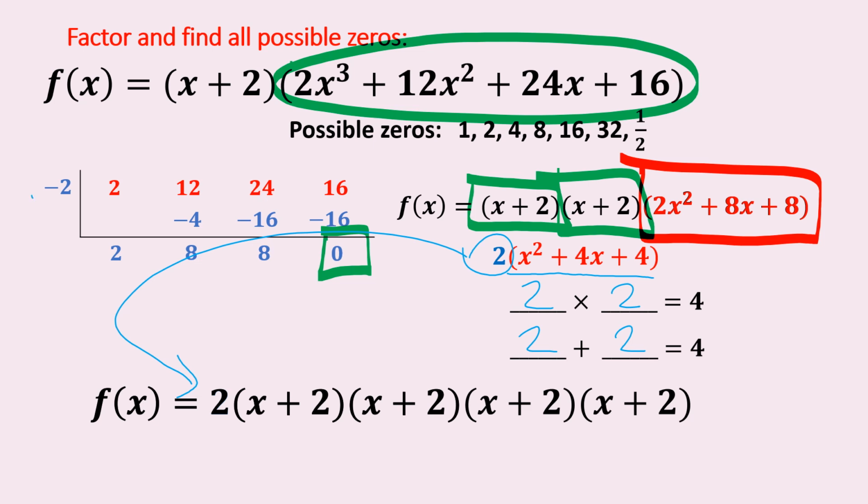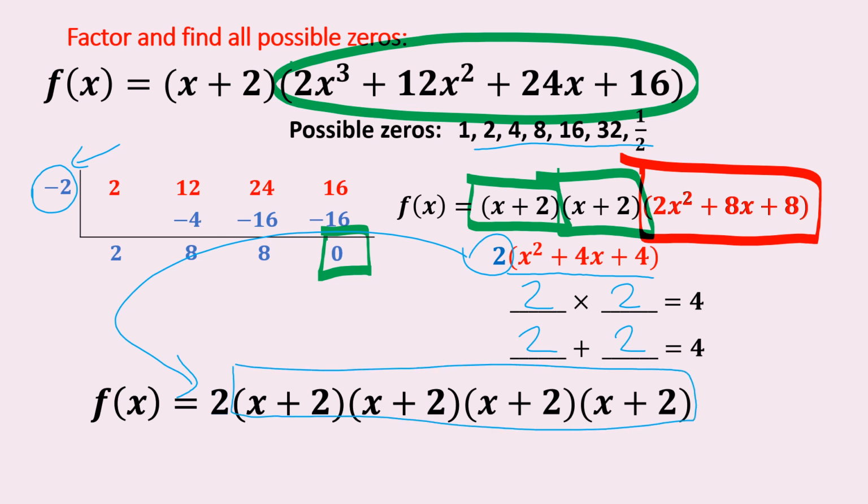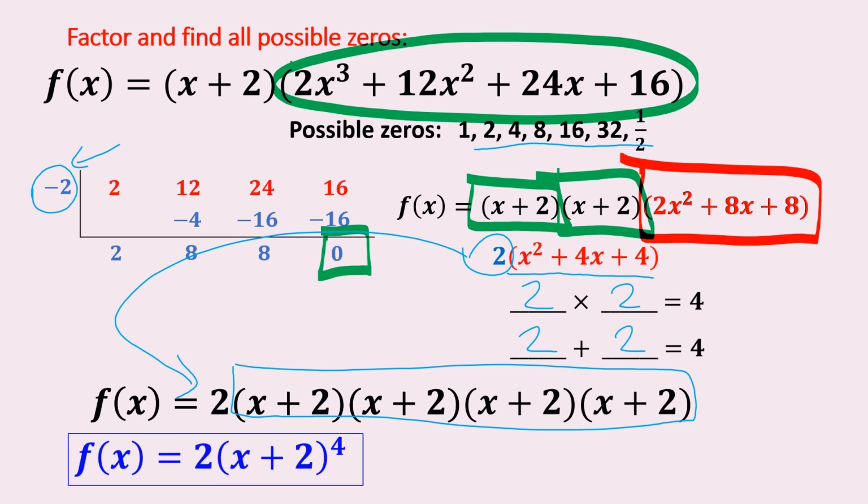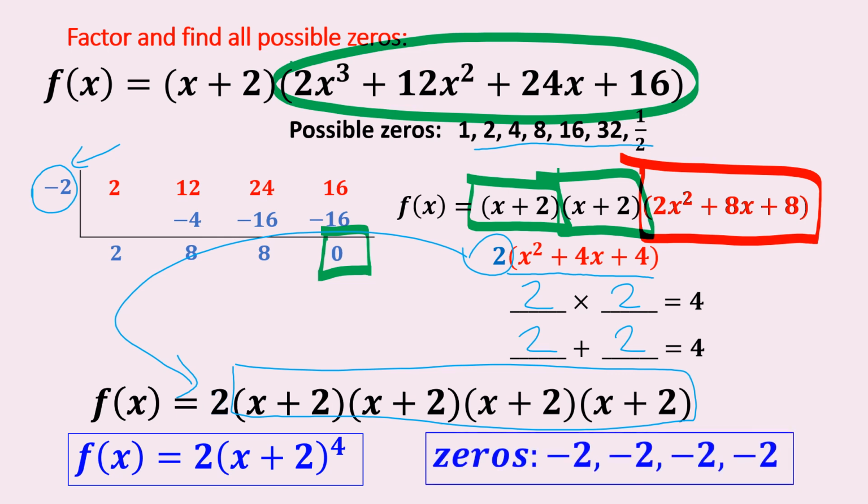So if you didn't recheck this -2, you would have never found any of the other zeros. You would have plugged in all these only to find out that none of them worked. That's why we always check the same number, because it's possible it's something like this where it's the same root over and over and over again. You can write this all written out like that, or you can just write it as 2 times x plus 2 to the 4th power. When it comes to the zeros, there's really 4. It's just the same thing 4 times. If you just wrote it 1 time, that's okay.